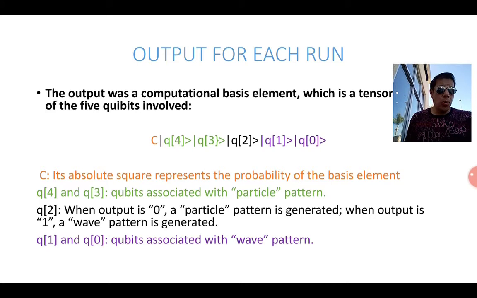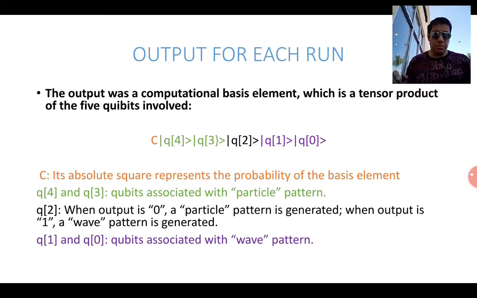So let's understand the output, because we're using a quantum computer. The output for each run was a computational basis element, which is a tensor product of the 5 qubits involved. Right here is the way the output looks, and C is like the intensity. This is the way all the qubits were written. Its absolute square represents the probability of the basis elements.